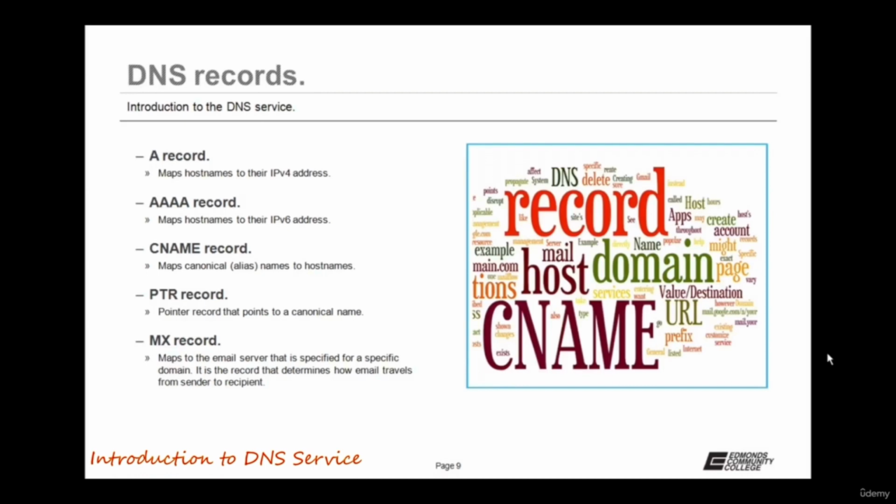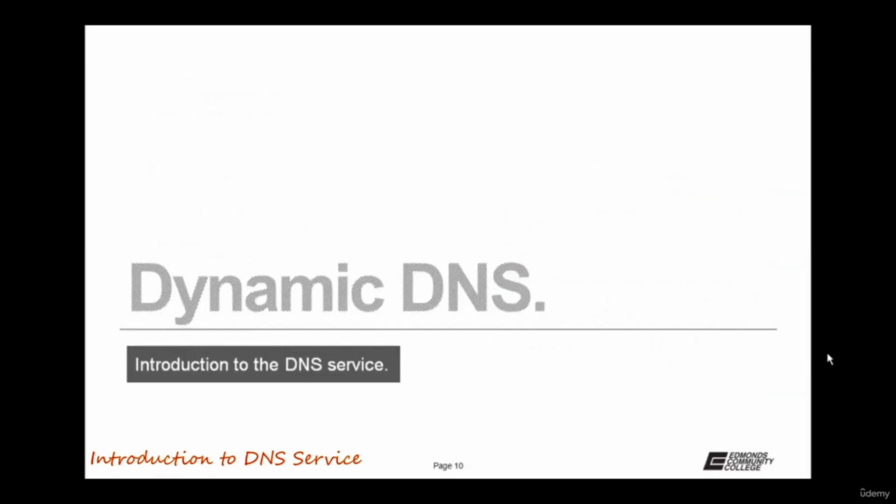And finally, we have the MX record. Now, this record maps to the email server that is specified for a specific domain. It is the record that determines how email travels from sender to recipient. And now let's move on to dynamic DNS.